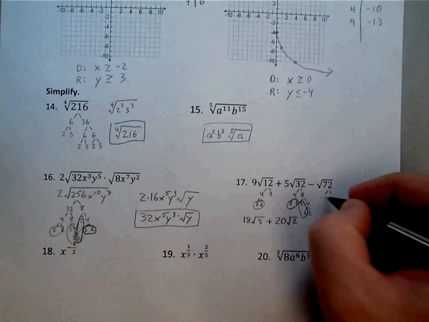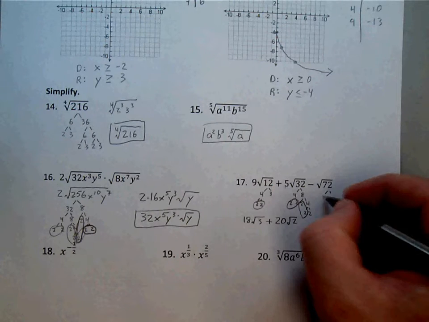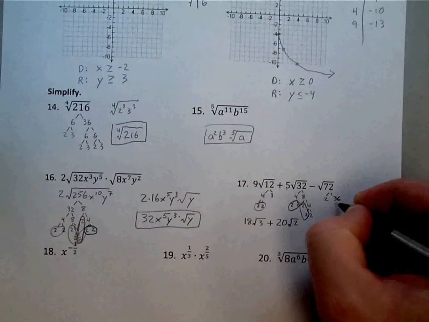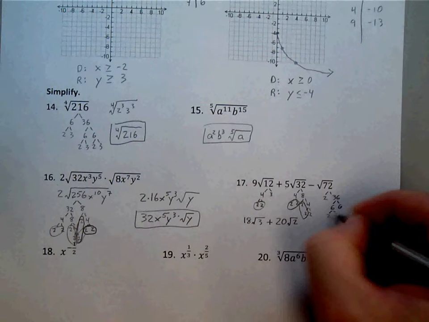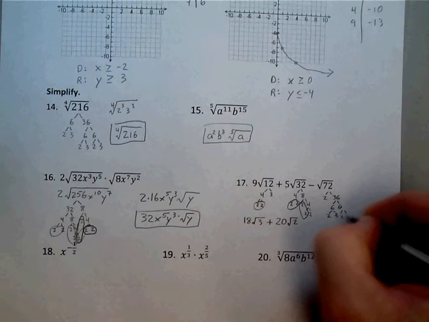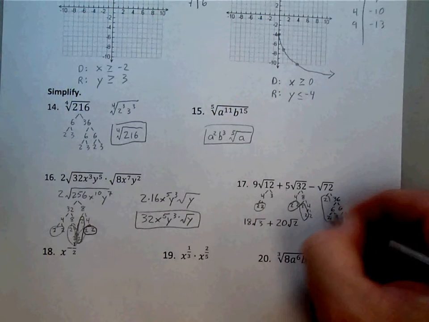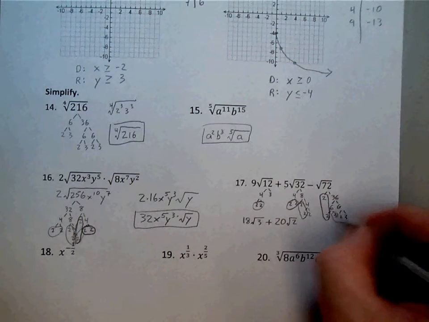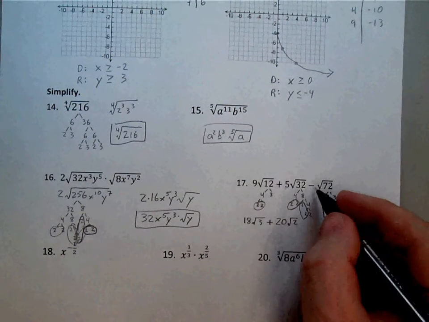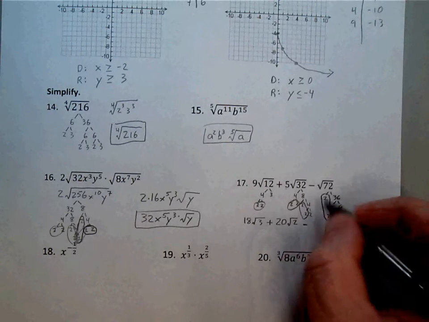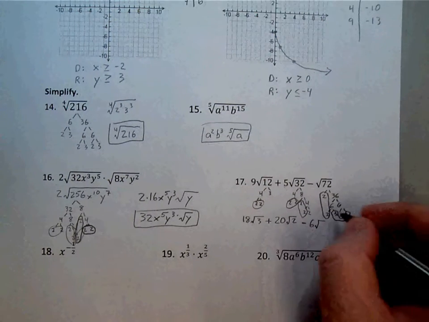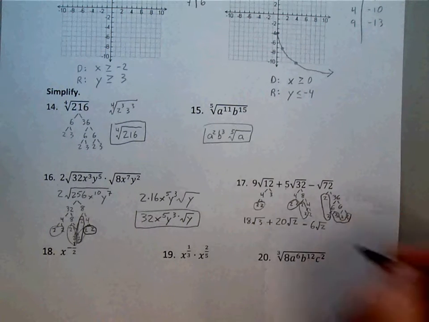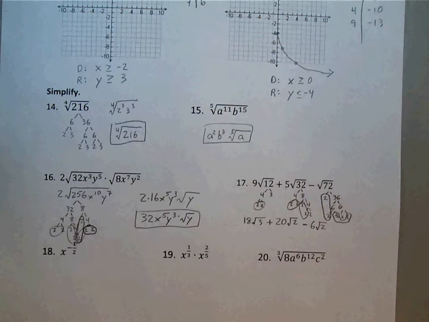On 72, I can do 2 times 36. 36 goes to 6 and 6. I get 2 and 3. 2 and 3. So a pair of 2s. A pair of 3s with a 2 left over. It is minus. There was no number in front this time, so I pull out a 2 and a 3, which multiplies to make 6. Inside there's a 2 left over. So I have 18 square root of 3 plus 20 square root of 2 minus 6 square root of 2.